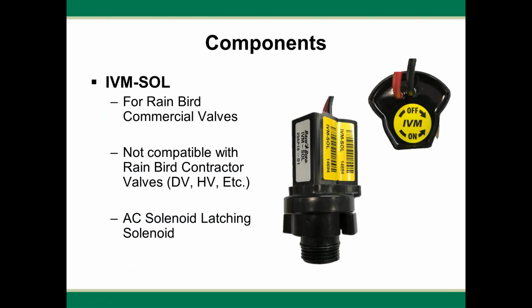What are some of the components that go with our IVM controllers? The first is the IVM SOL. This, again, is the technology. This has all the circuitry and all the technology built into it and truly does allow us to communicate back to the controller. This fits right on the top where the solenoid goes. This works on all of our Rain Bird commercial valve lines. It is not compatible with our contractor valve lines or the DV or HV valve series. So we do want to make sure that the IVM SOLs are working with our commercial valves.